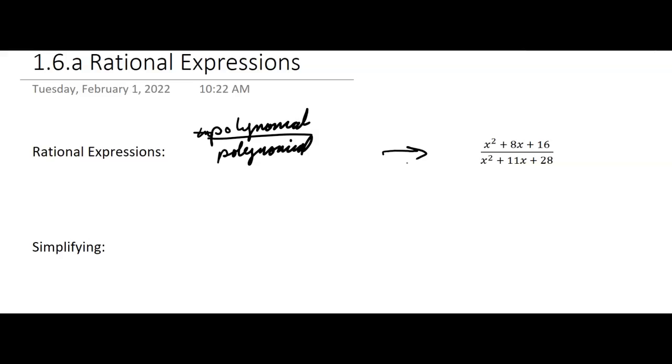Now, the first thing we're going to talk about is how we simplify them. And sometimes students think, oh, I can just cross out those x squareds, but you can't. You can only cancel things that are factors.